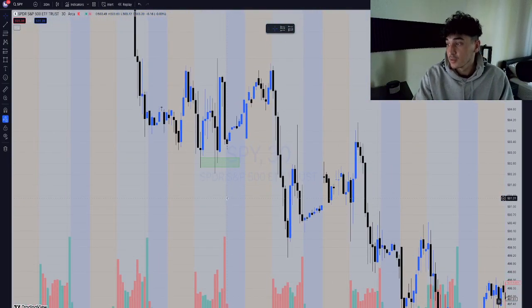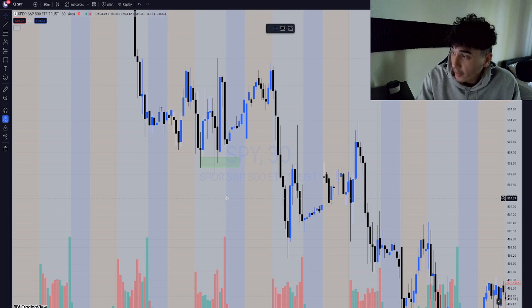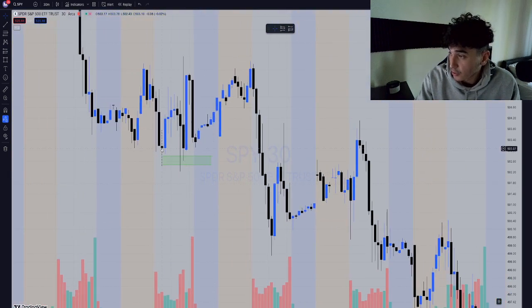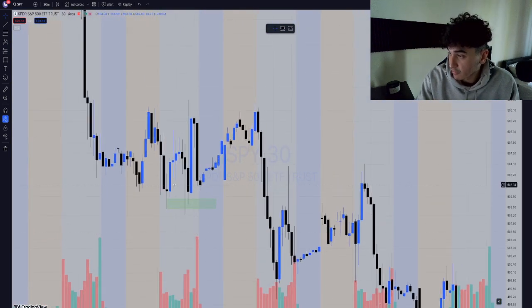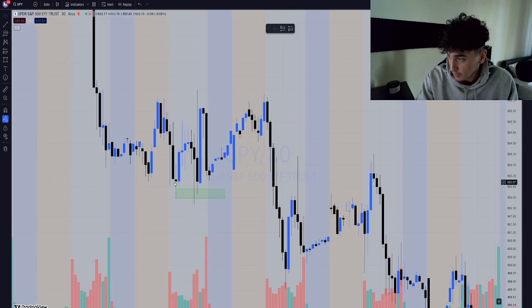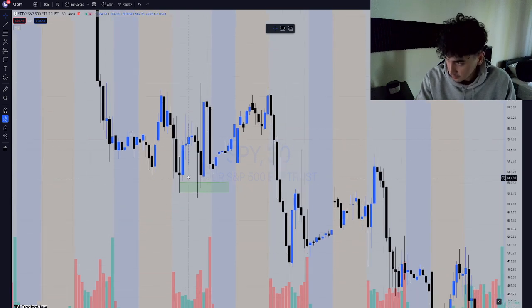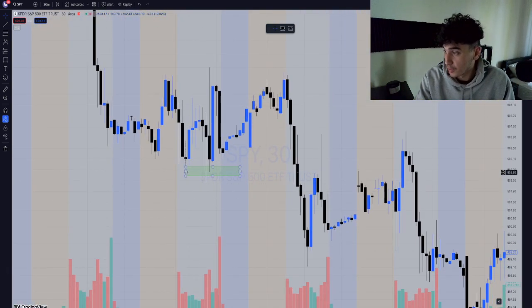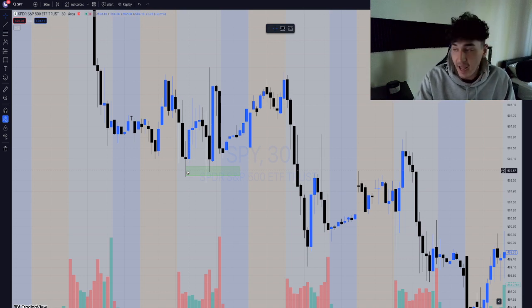Now what I want to do is make sure that the 30-minute is matching up with the 5-minute demand zone that I drew out. In this scenario, you can see the 30-minute pretty much looks very similar to the 5-minute. You can see we had a base within price and then a large push to the upside, right? So on the 30-minute, I would pretty much do the exact same thing.